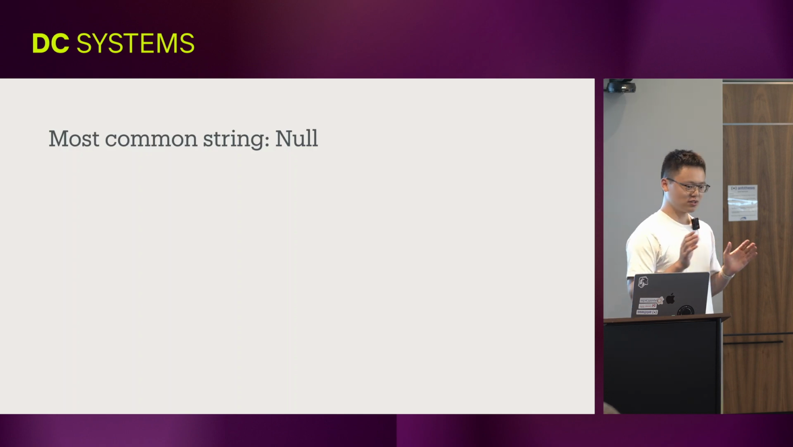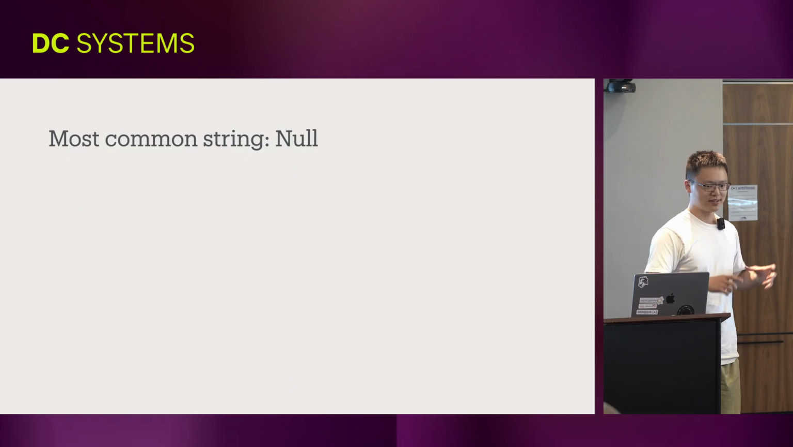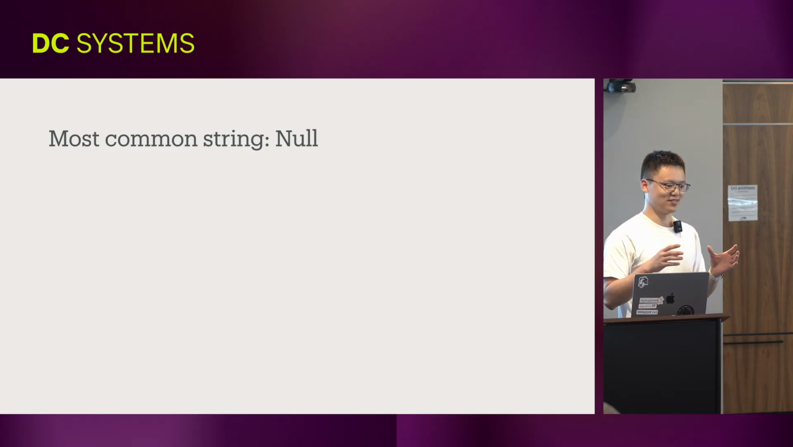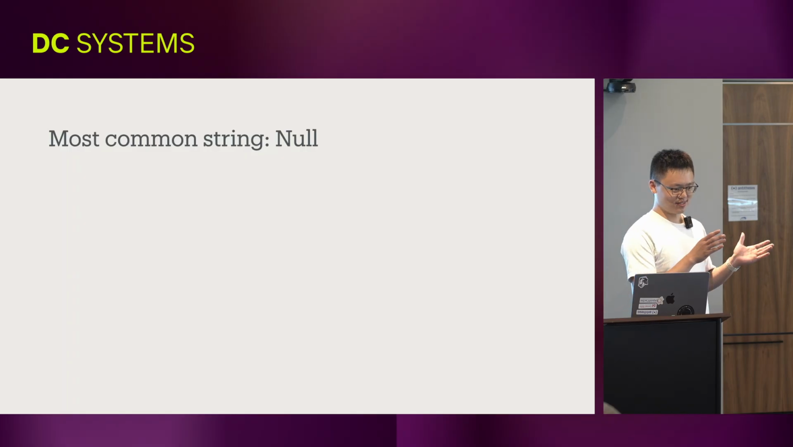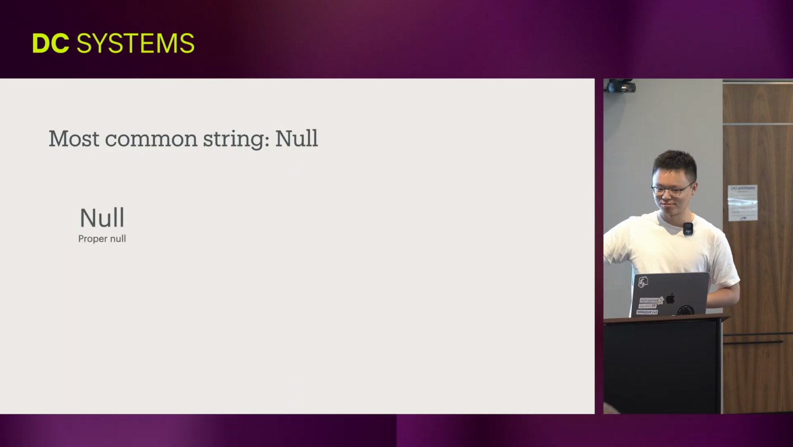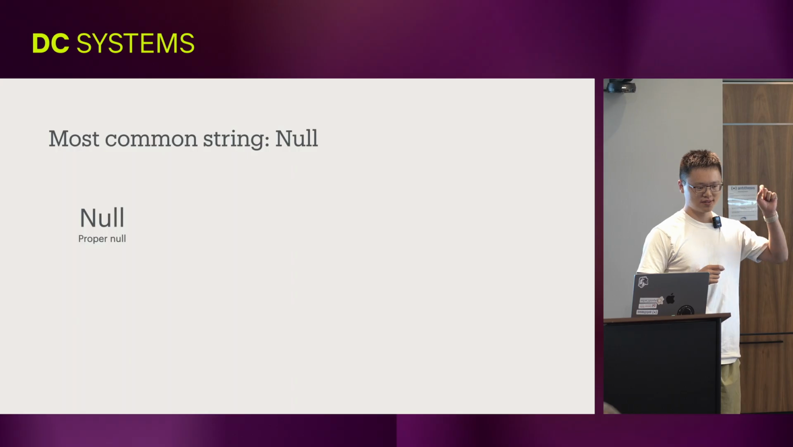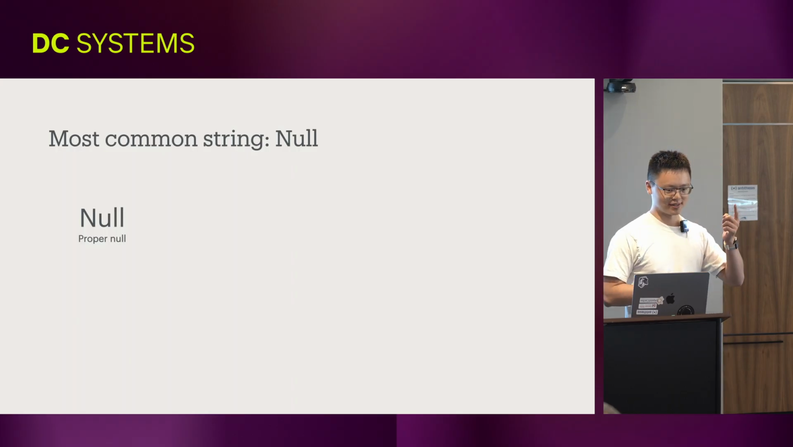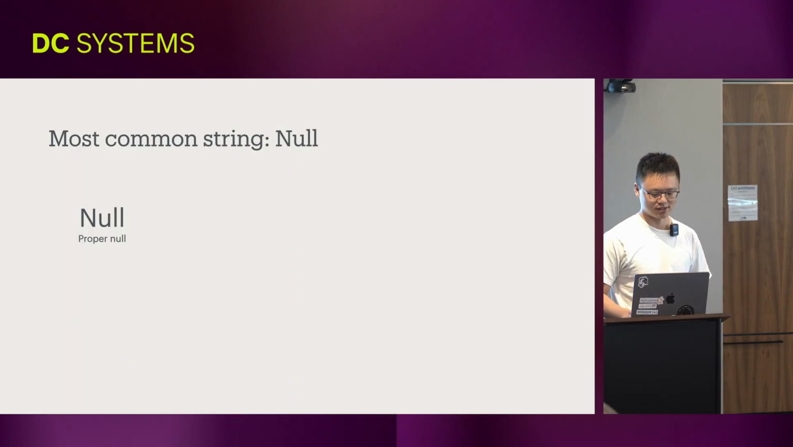And most of the existing systems have native ways of handling nulls. But from our study of real-world data sets, almost none of the systems actually use a native, proper null. So we call it proper null. In a proper null representation, every null string only takes 1 bit because it's a bit mask of nulls.